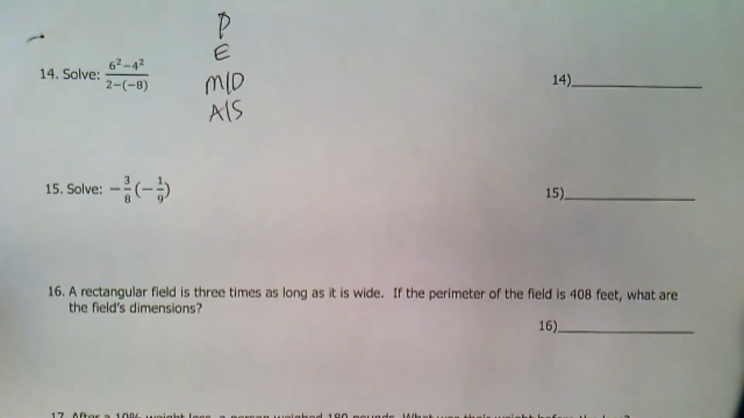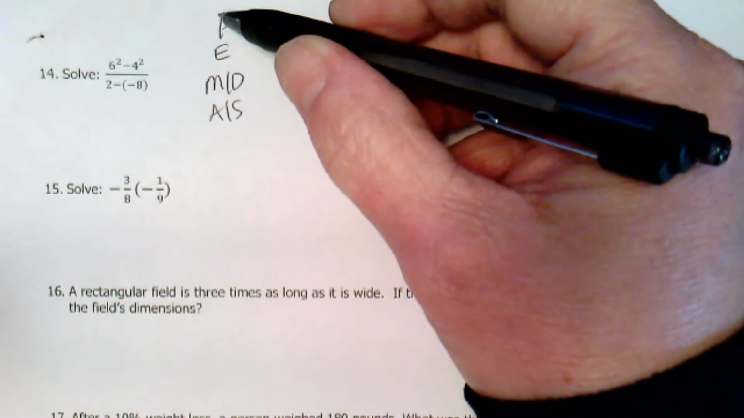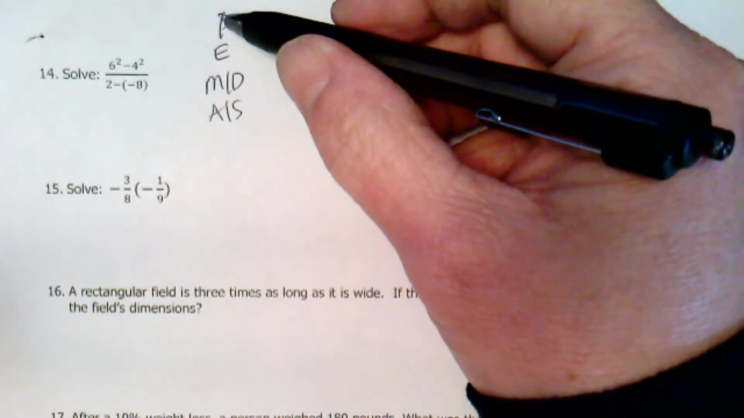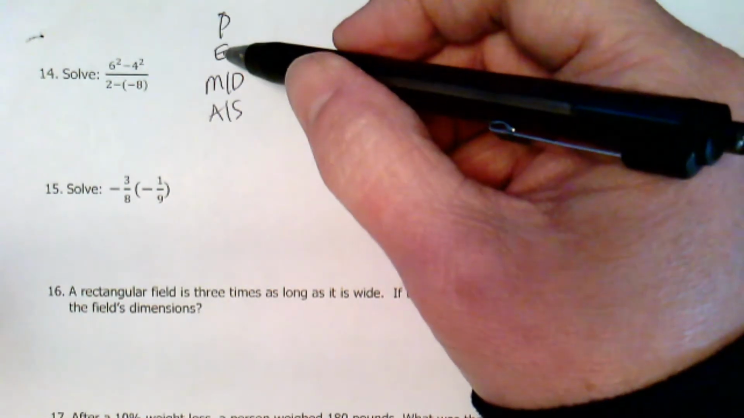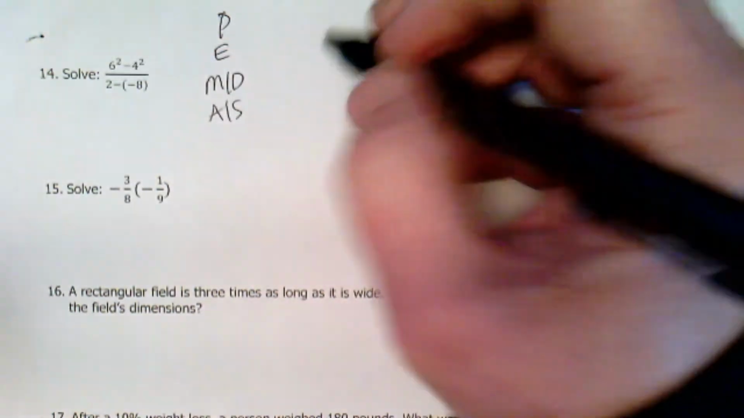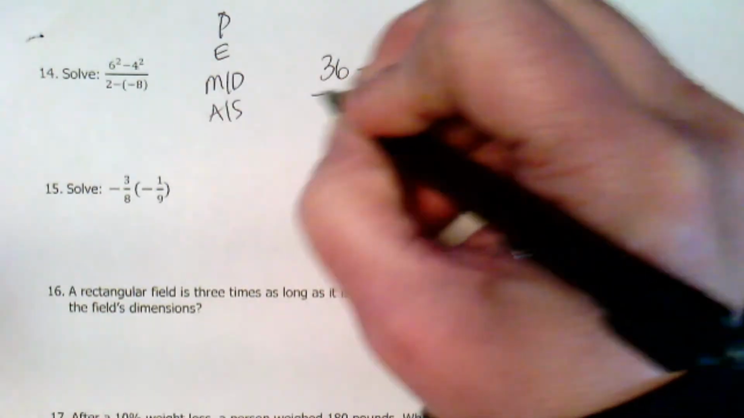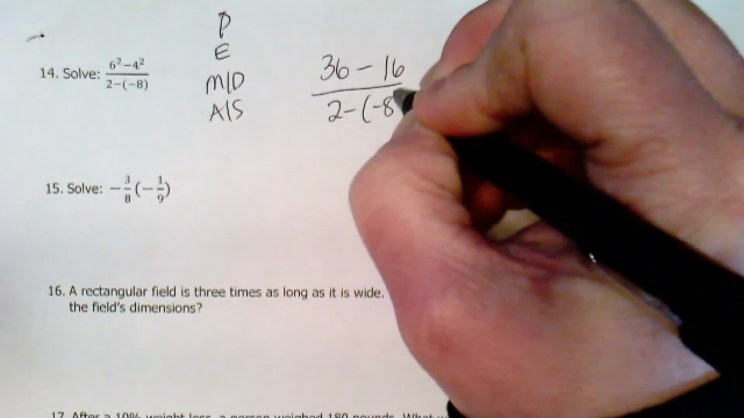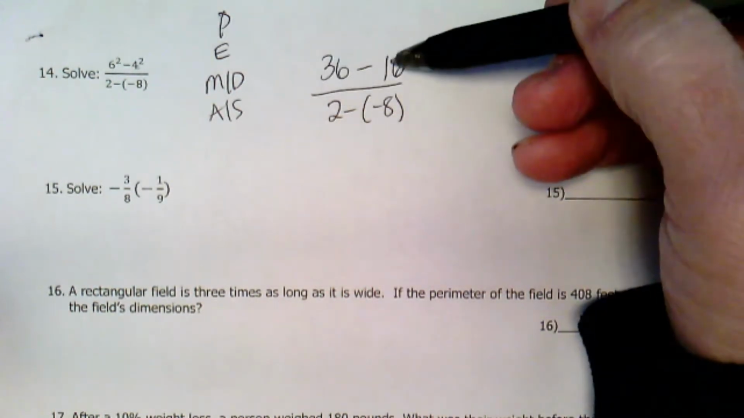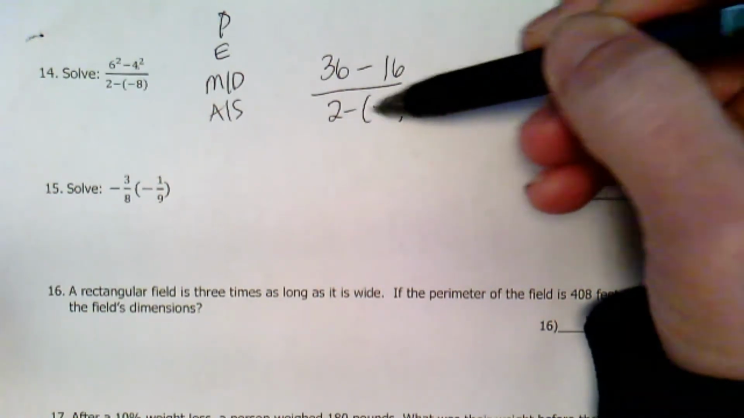our order of operations, we don't have any parentheses. Your parentheses must have something in them to do. Then we have exponents. So 6 squared is 36. 4 squared is 16. And then multiply or divide. We don't have either. This is not a multiplication problem.